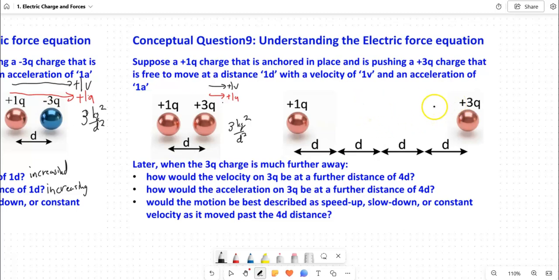Okay, so what is going to happen to the velocity as it moves from d to 3d as they repel each other, to 4d away as they repel each other? What's going to happen to the velocity? What's going to happen to the acceleration vector? And how would you describe its motion from the first to the second? Will it have been speeding up, slowing down, or constant velocity? Try this out and pause the video now.